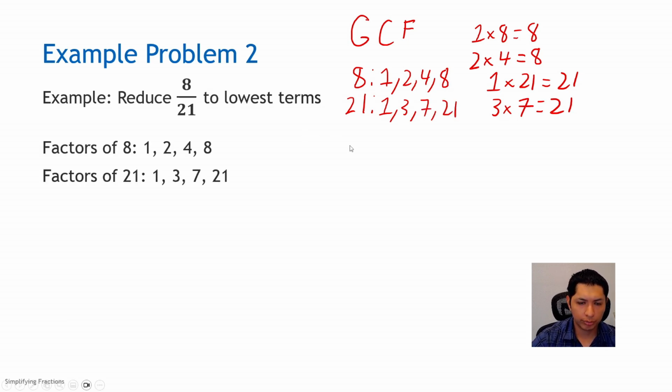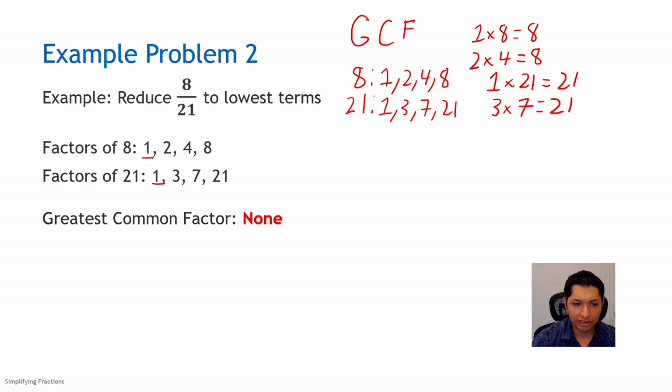So those are the factors of 8 and 21. Now we look for the one that matches for both of them. And we see that the greatest common factor for both of them is 1. But when the greatest common factor of both numbers is 1, that means there really is no greatest common factor, because when you divide 8 and 21 by 1, you get the same numbers. So that doesn't help us. It doesn't help us reduce this fraction to lowest terms.